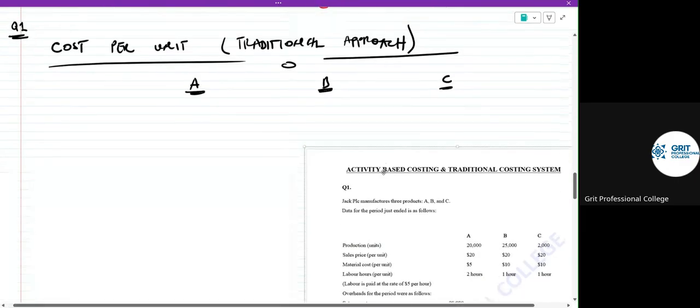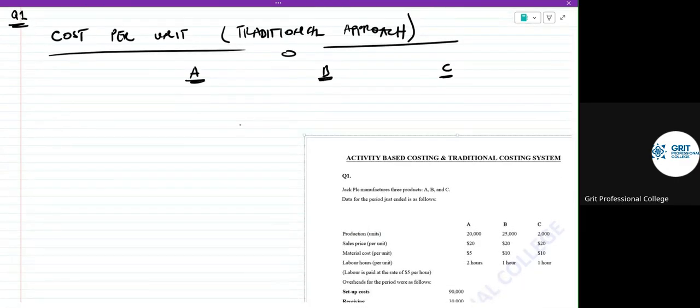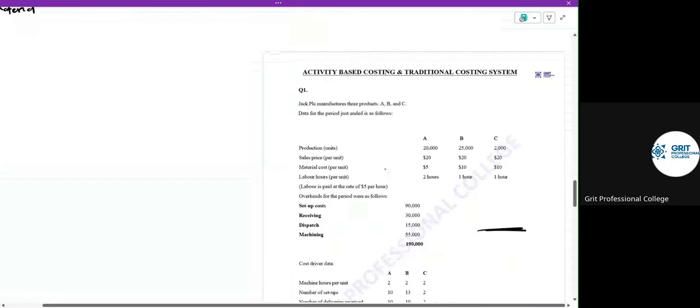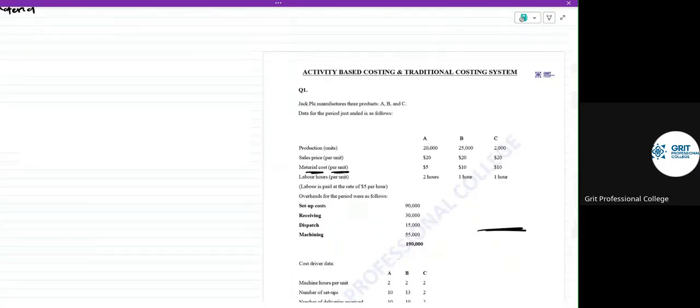So what goes into the cost of any company's product? Material. All right, direct material. So let's come to direct material. What do we see? What is the type of information presented here? It says material cost per unit.